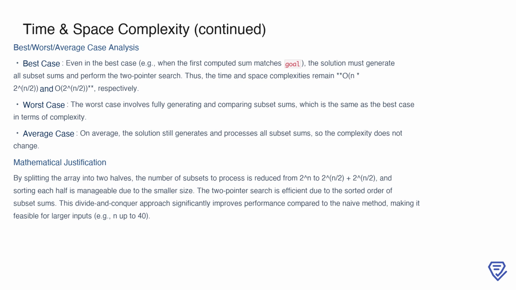The mathematical justification for this efficiency lies in the divide-and-conquer strategy. By splitting the array into two halves, the problem size is reduced from 2^n subsets to 2^(n/2) plus 2^(n/2) subsets.